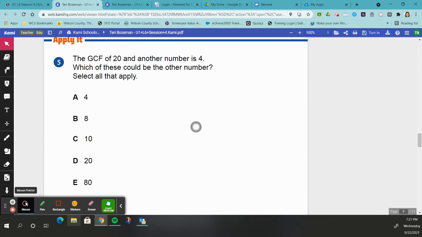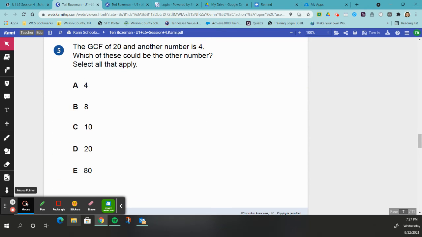Let's take a look at number 5. The greatest common factor of 20 and another number is 4. Which of these could be the other number? Select all that apply. So greatest common factor of 20 and another number is 4. So pause the video, take a look at that, and see if you can find the ones that apply.